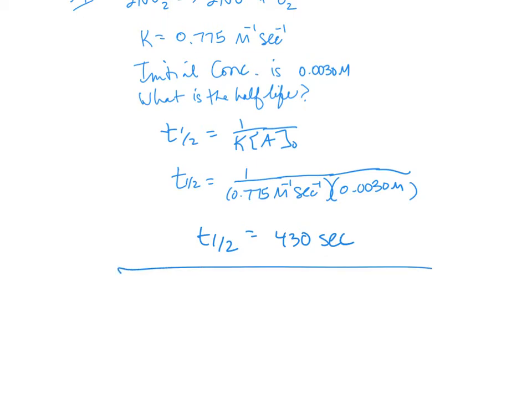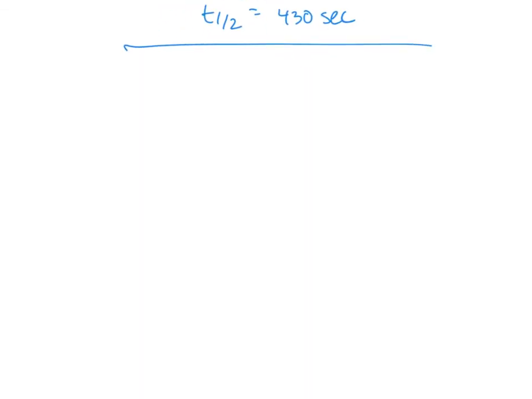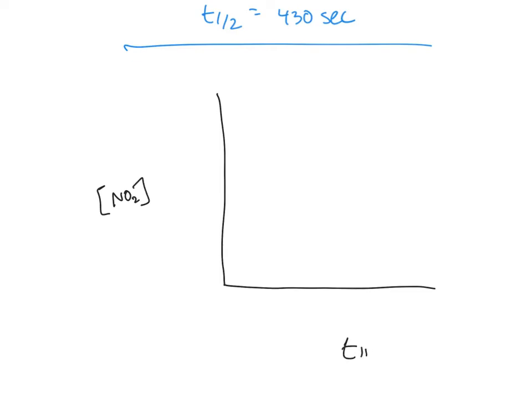Okay, now the graph of this one is different. So this is going to be concentration. I guess we could probably put here NO2 concentration versus time. Time frame here is up to 3,000, so 0, 500, 1,000, 1,500, 2,000, 2,500, 3,000, something like that. Seconds.